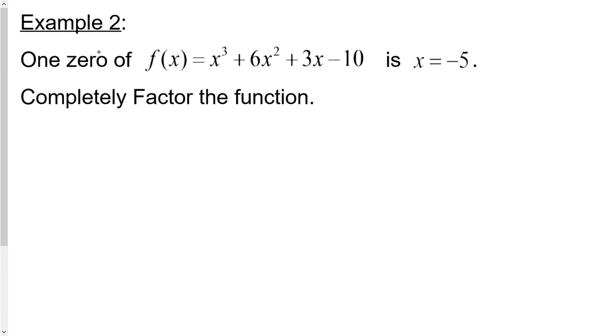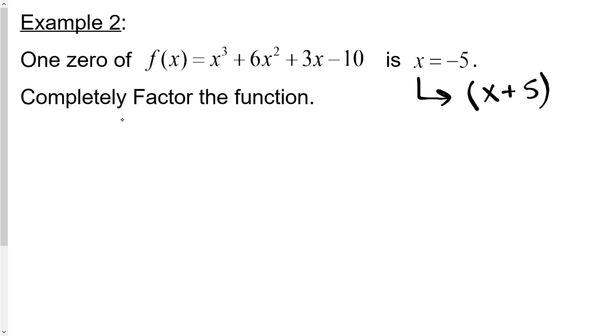This one says a zero of f of x equals x cubed plus 6x squared plus 3x minus 10 is x equals negative 5. Completely factor the function. Okay, so they've given me a zero, but can I use the remainder and factor theorems to turn that into a factor? Sure. If I know that a zero is x equals negative 5, it must have a factor of x plus 5, okay?